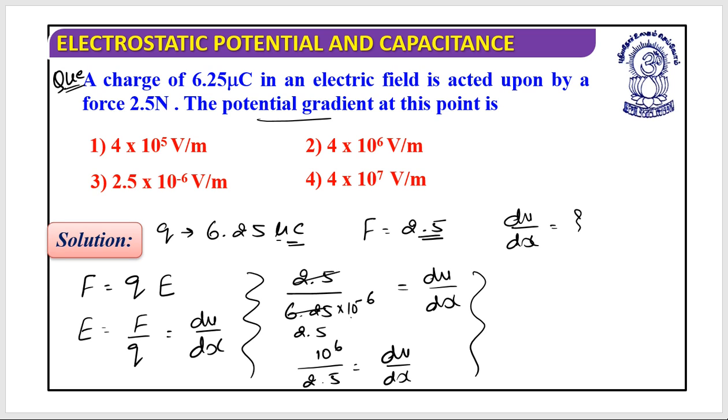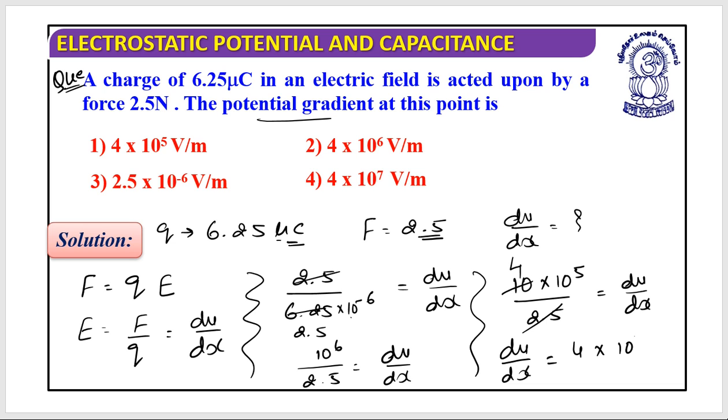Are you sure? Yes. So if I write this as 10 into 10 to the power 5 divided by 2.5, that is equal to dV by dx. So dV by dx is equal to 4 into 10 to the power 5 volt per meter. This will be the answer. Yes, very easy. I hope you can do this.